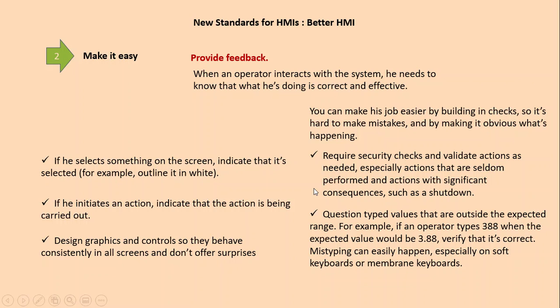Provide feedback. If the operator has to enter some value or click a button, show that he has clicked the button by displaying a different color when the action is approved or selected. When he enters some value, display that value, what he is entering, on the screen. If some value is wrong or outside range, display a warning message. That way the operator will know what he is doing.